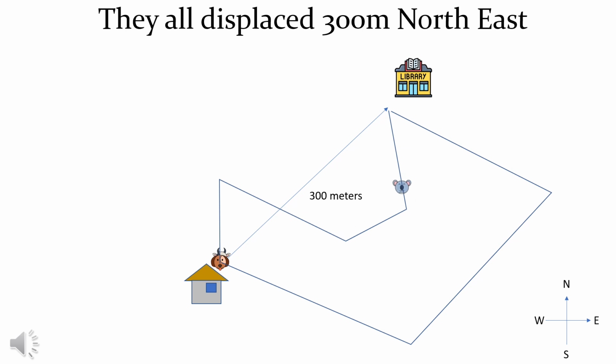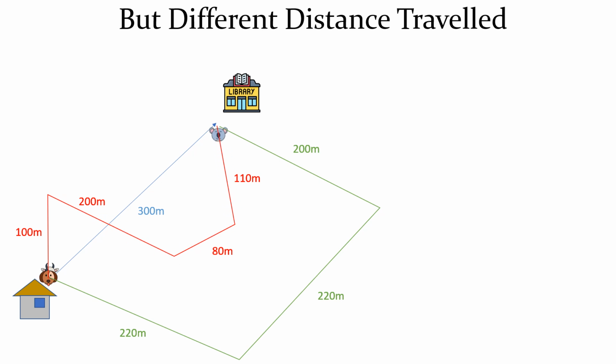You can see there are 3 moving animals. Although they move differently, all their displacements are 300 meters, northeast. But they have traveled different distances.